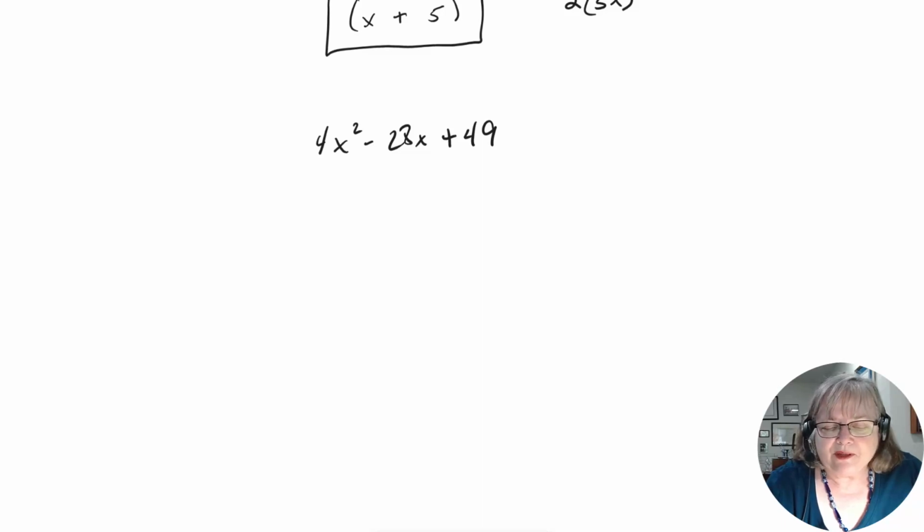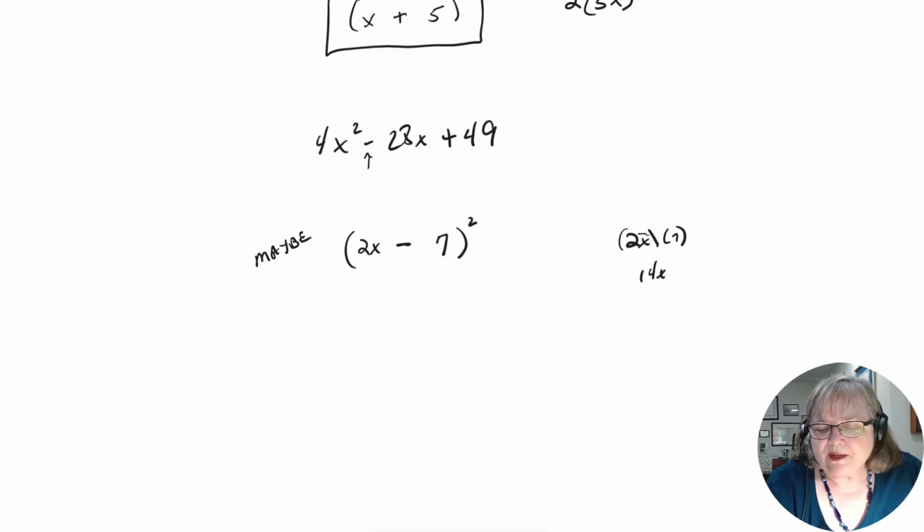But it does have a square on each end. So maybe it's a binomial square. Square root of 4x squared is 2x. Square root of 49 is 7. You use this sign, and you go 2x times 7 is 14x.